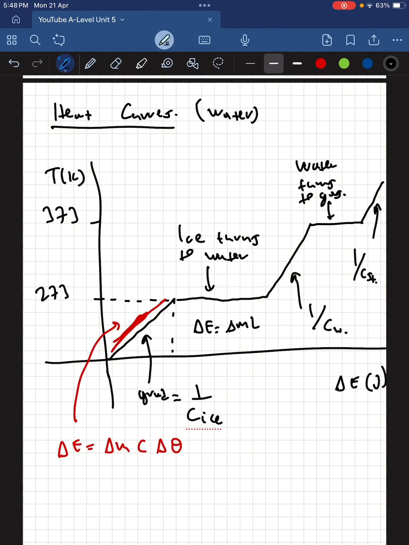Okay. So phase changes happen here and here, whereas in here, here, and here, we apply delta E equal to C times delta M times delta theta. Okay. And that's it for heat transfer.